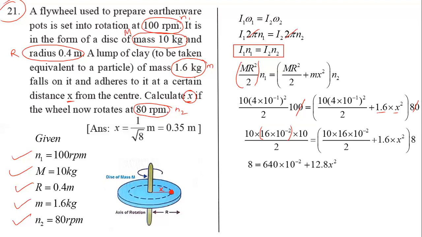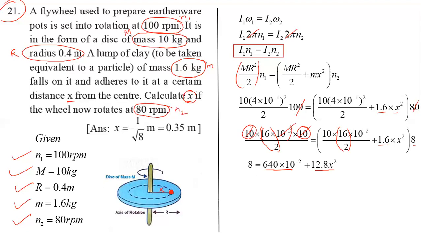Now we have to simplify it more. So this 16 by 2 is 8 and this 10 and this 10 is 10 raised to 2, and this 10 raised to 2 get cancelled. So 16 by 2 is 8. Now here 16 by 2 is 8, 8 into 10 is 80. 80 into 8 is 640 into this 10 raised to minus 2, plus 1.6 into 8 is 12.8 and this x square.